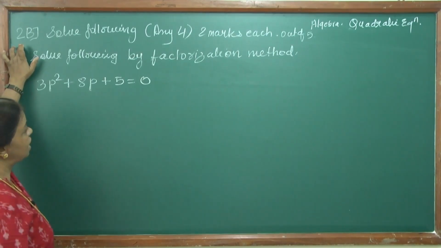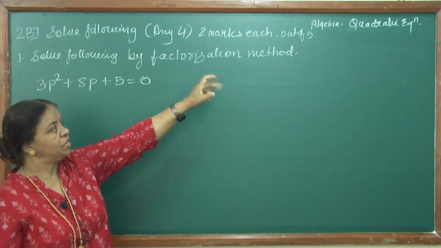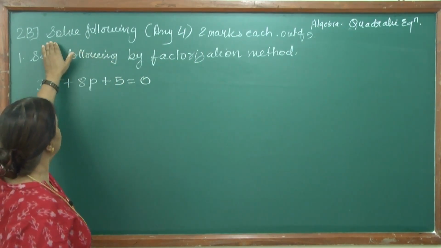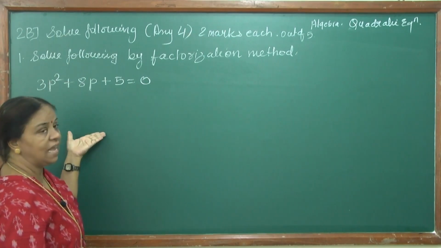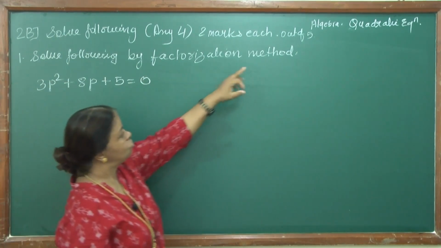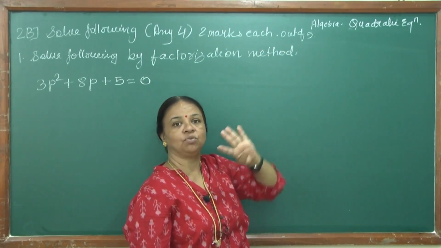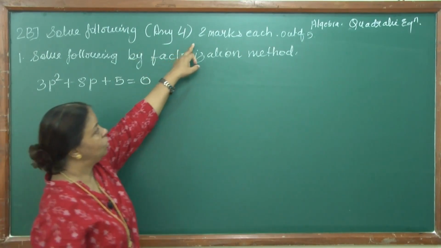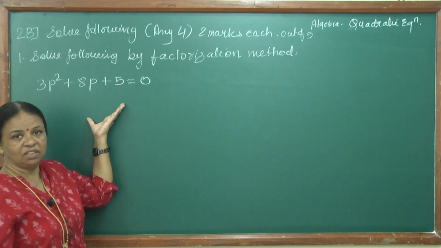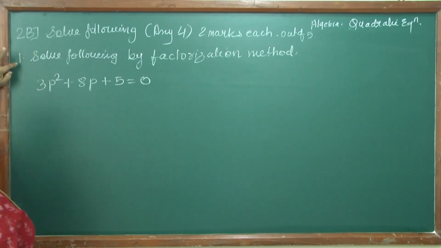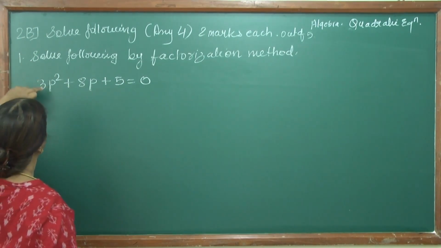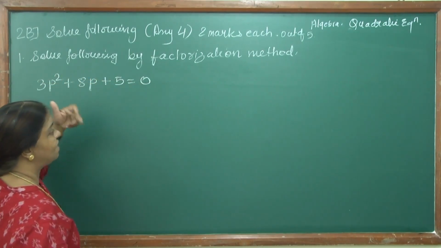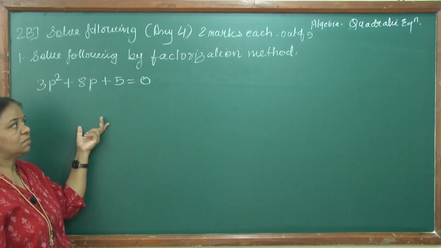Now question 2b from the quadratic equation chapter. In question 2b you have to solve any 4 sums. 5 questions will be given, out of which you have to solve only 4, and each question will be of 2 marks. Now let's begin with the first question of 2b from quadratic equation. Solve the following by factorization method.